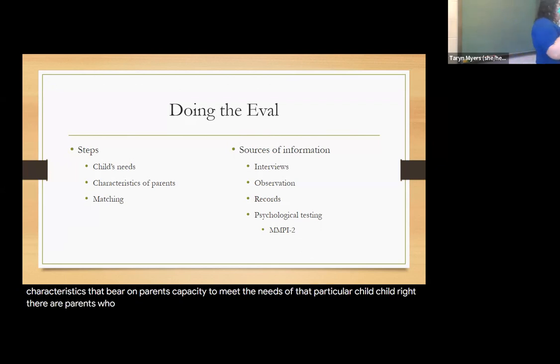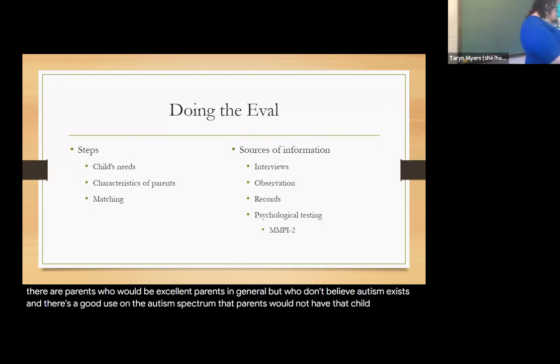There are parents who would be excellent parents in general, but who don't believe autism exists. And there's a kid who's on the autism spectrum. That parent should not have that child, right? If it's an option.